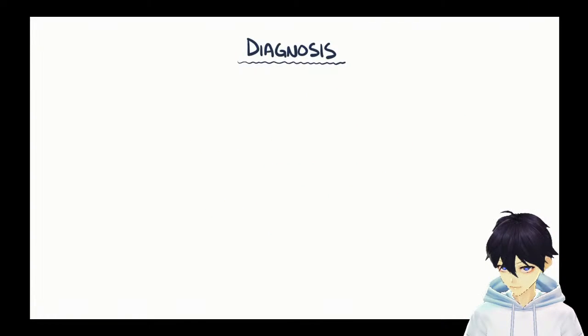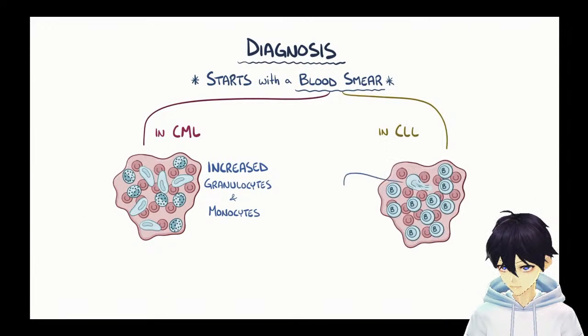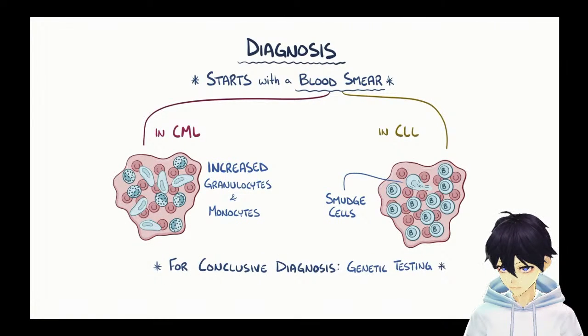The diagnosis of CML and CLL usually starts with a blood smear, which shows a lot of premature leukocytes. In CML, there are an increased number of granulocytes and monocytes, and in CLL, there are often smudge cells in the blood smear, which are immature B cells that have broken during the smear. For a conclusive diagnosis, genetic testing can be done to look for the Philadelphia chromosome in CML and to look for chromosomal defects in CLL.